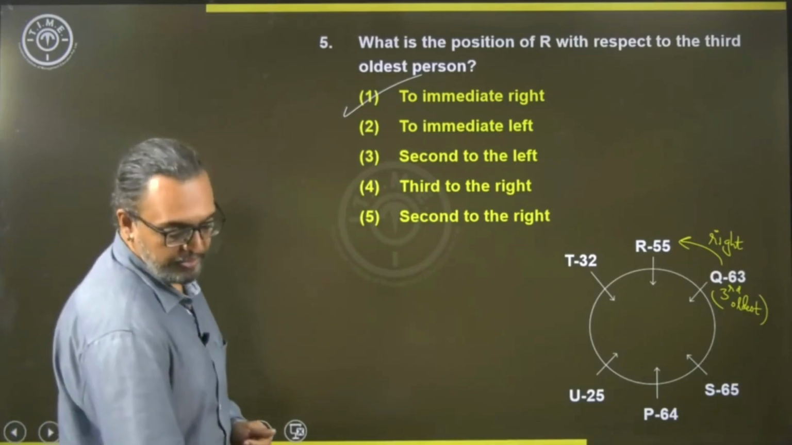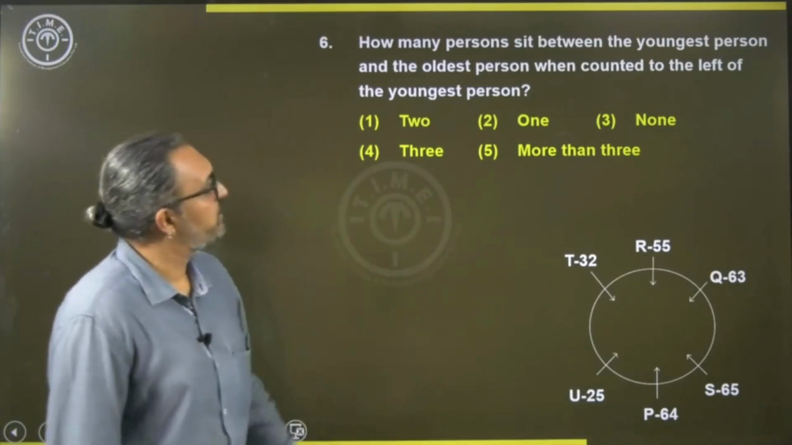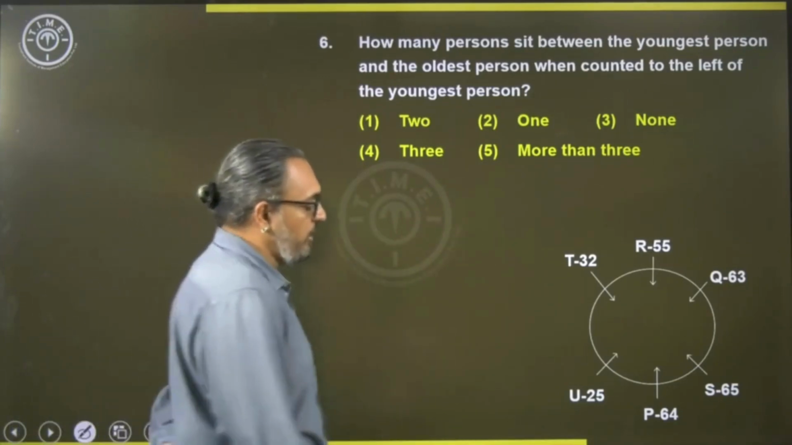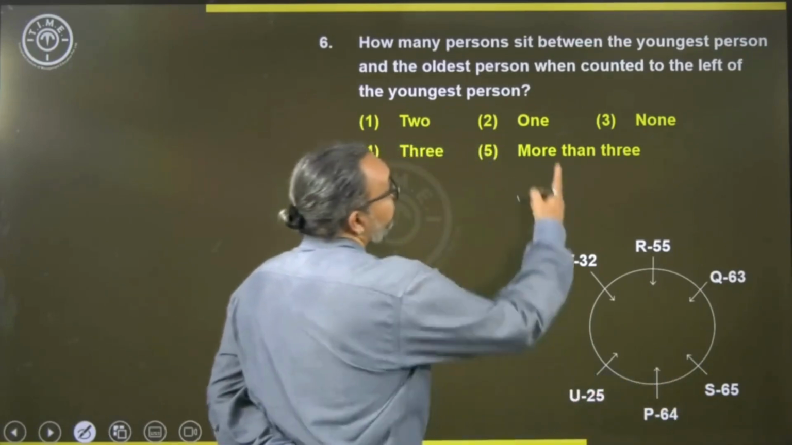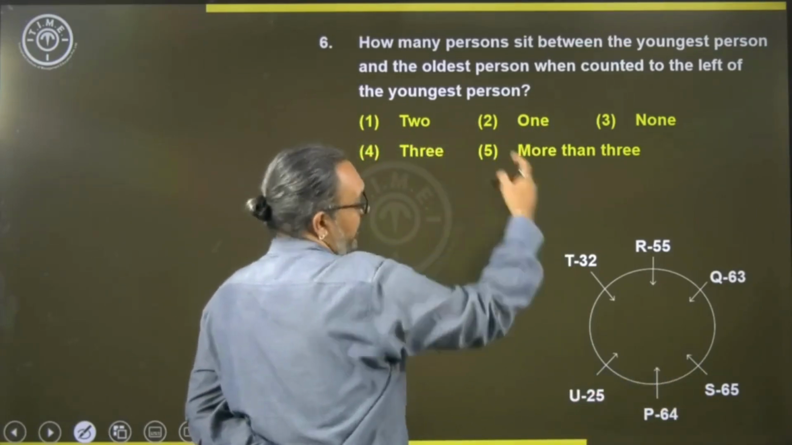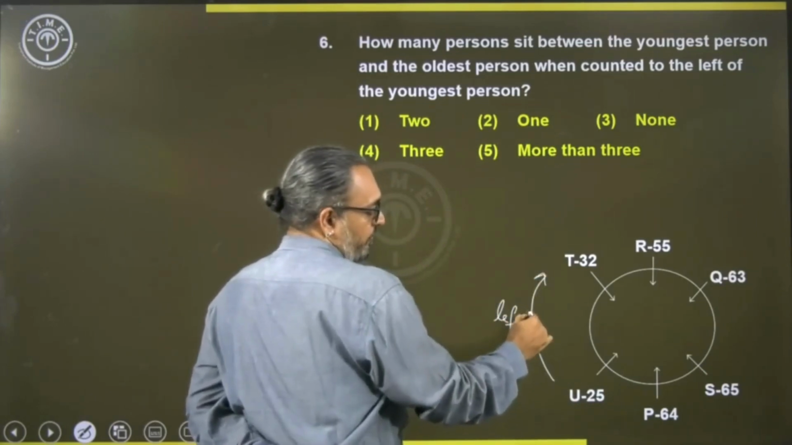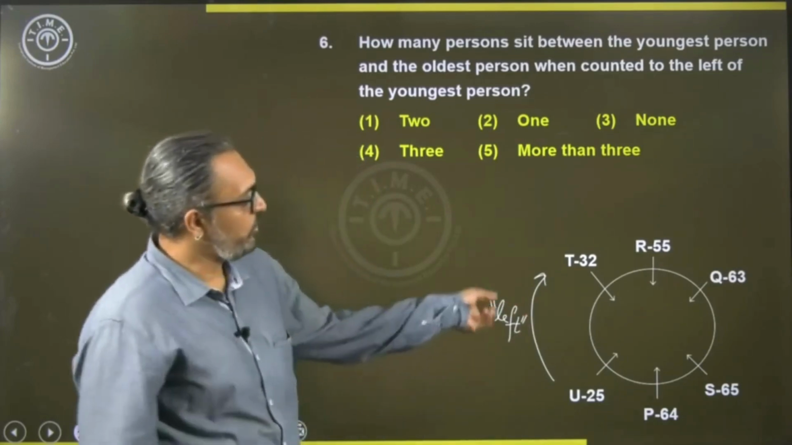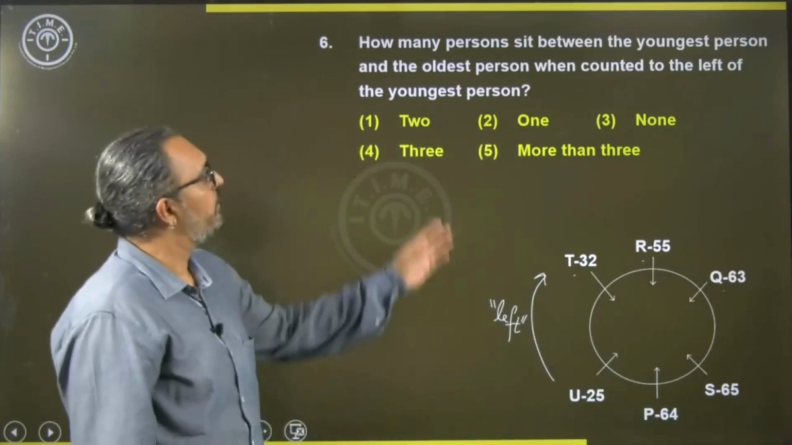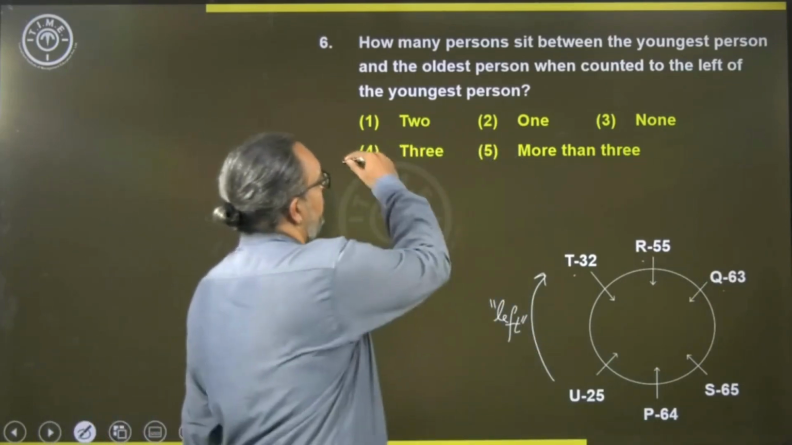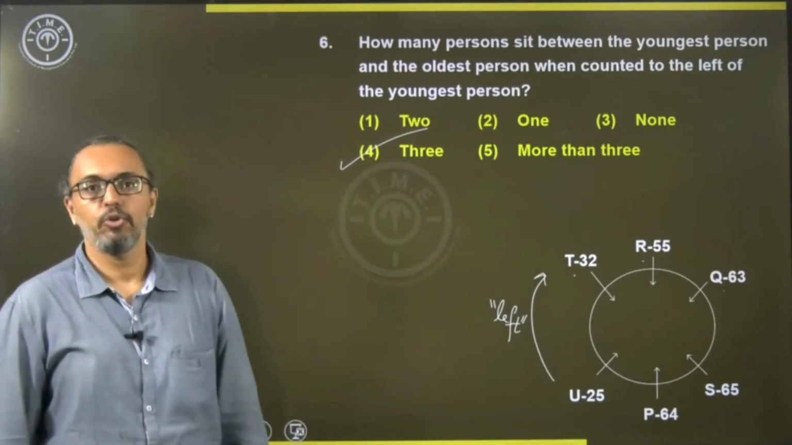Okay. Then, how many persons sit between the youngest person and the oldest person when counted left of the youngest? So, the youngest person we know is U, the oldest person we know is S. When we count on which side? Left side of the youngest person. So, left is clockwise. So, this is the left side. So, when we count on the left side, we have 1, 2, 3. So, there are 3 people who are sitting between the youngest person and the oldest person. So, it is given in the fourth option. Okay.